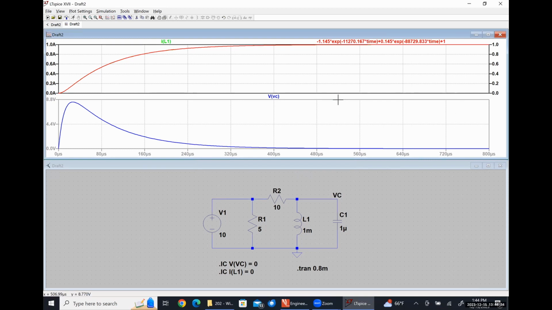So let's look at what just happened. The red curve, which represents the mathematical expression I typed in, just completely overlapped the green curve that was our simulated results for our inductor current. Since those two curves completely overlap each other, that means that our analytical solution matches our simulation results, which must mean we did it correctly.